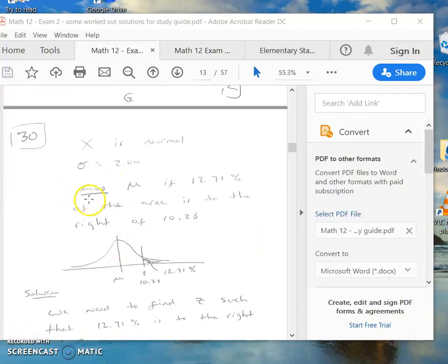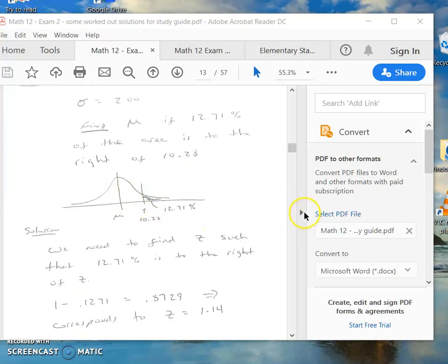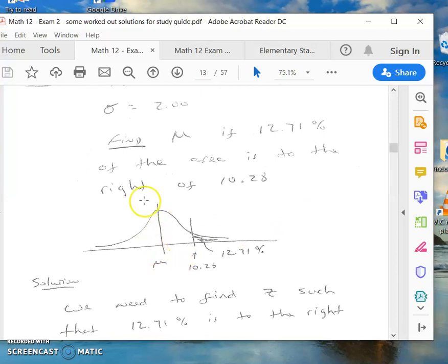Okay, so here's how I wrote this up. This is the information that we're given, that X is normal. It gives us that sigma is 2.00. The problem calls for the following: find mu if 12.71% of the area is to the right of 10.28. So I just drew a little cartoon here, to get myself organized a little bit. And here's the mu. That's what I'm looking for, at 10.28. All I know is that 12.71% is over here.